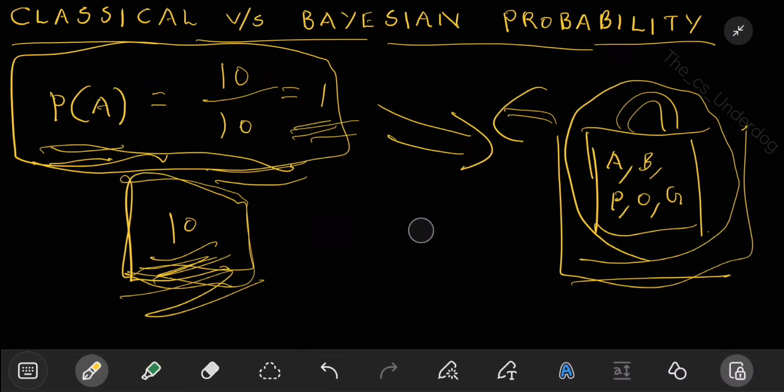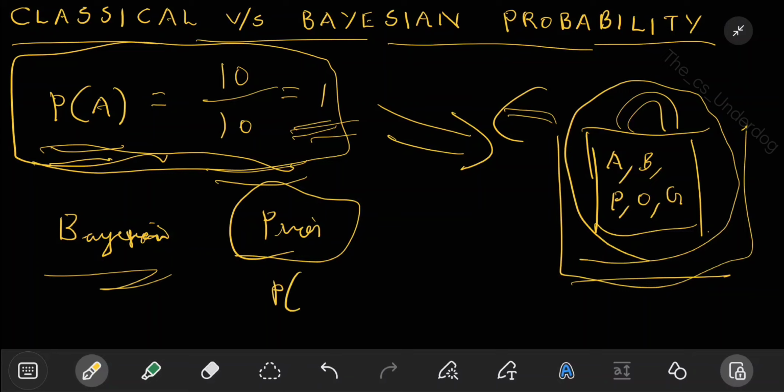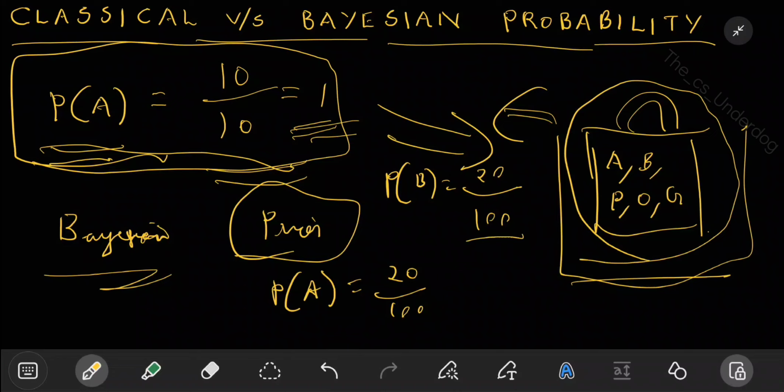But what if you used a Bayesian model? In case of a Bayesian model, what happens is this time you have a prior. That is, you have some prior probabilities. You will fix, let's say, probability of apple is 20%, 20 by 100. This is your prior. And probability of, let's say, banana is also 20 by 100. Similarly, for all fruits, you will initially have a prior probability.